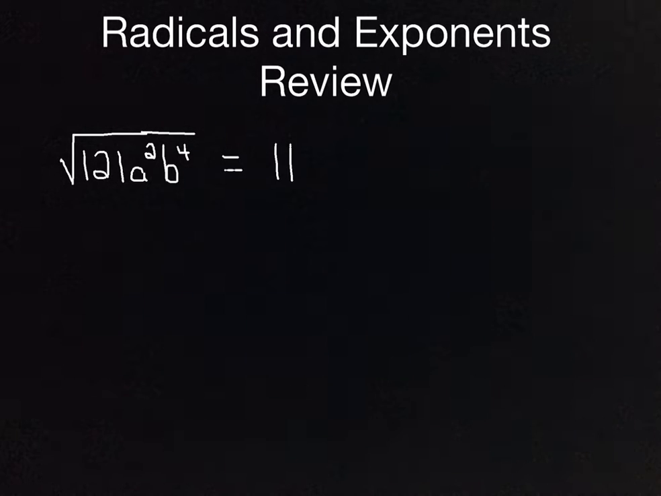Now what we do here, we have to think there's an unwritten 2 there. So with this variable a², and it's a square root, you just take the exponent and divide it by the index. So 2 divided by 2 is 1, so it's a to the first. One a comes out of the radical. And then with the b, 4 divided by 2 is 2, so 2 b's come out, or b squared, and you have no remainder, so the answer is just 11ab².